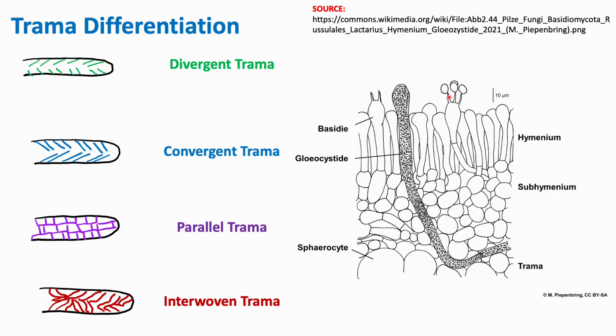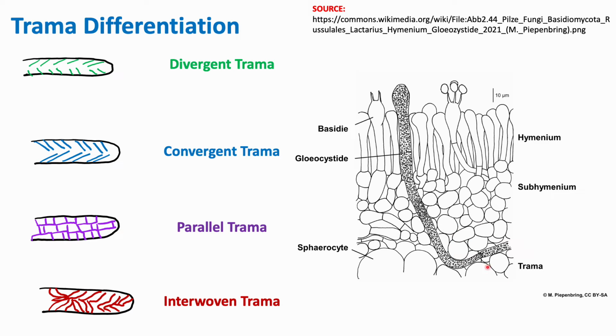Here we can see the sterigmata, or the sterigma, and we can see these potential basidiospores, which are going to be released into the environment. Right below the hymenium, we have the subhymenium, which is going to provide that structure and support for the hymenium to grow. And underneath the subhymenium, we have the trama, which is going to be the fleshy structure of our fungi.